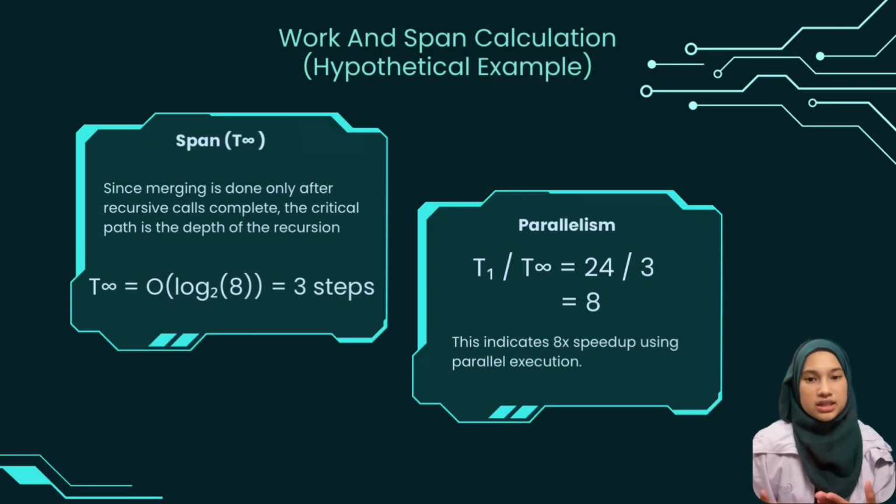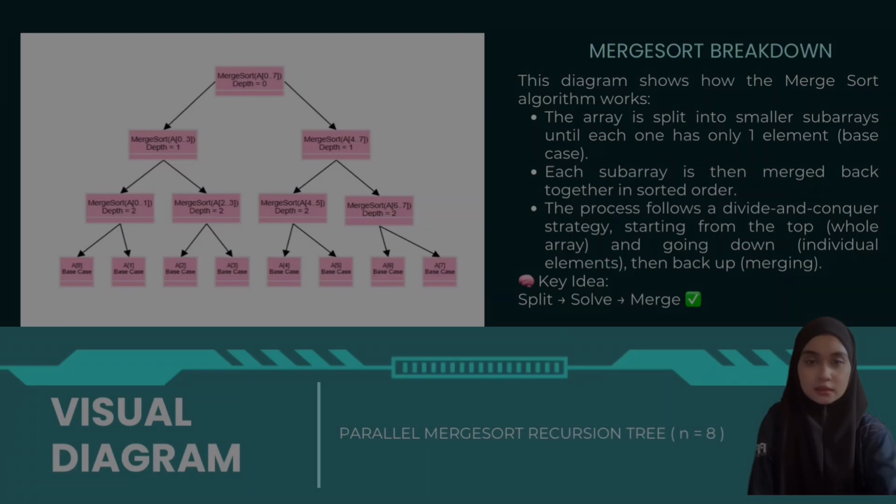Next, we calculate the span, T infinity, which is the time taken in the best parallel case, which depends on the depth of recursion. T infinity equals log base 2 of 8, which equals 3. And lastly, we find the parallelism. We divide T1 by T infinity, which is total work divided by span. And from what we calculated just now, 24 divided by 3 equals 8. So this means we can ideally run this algorithm 8 times faster in parallel compared to running sequentially.